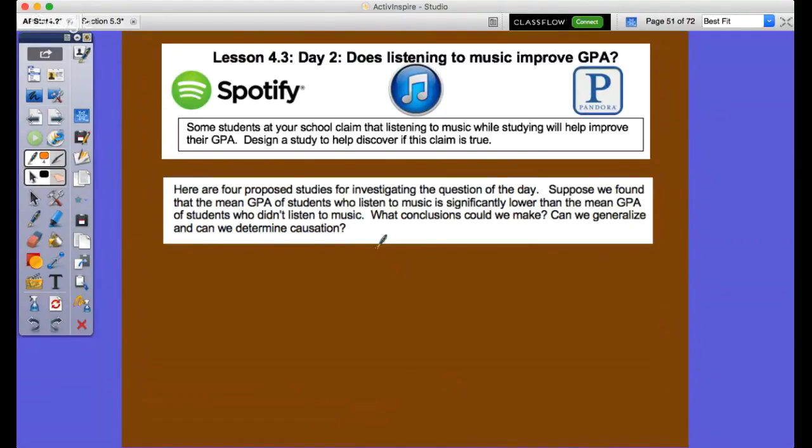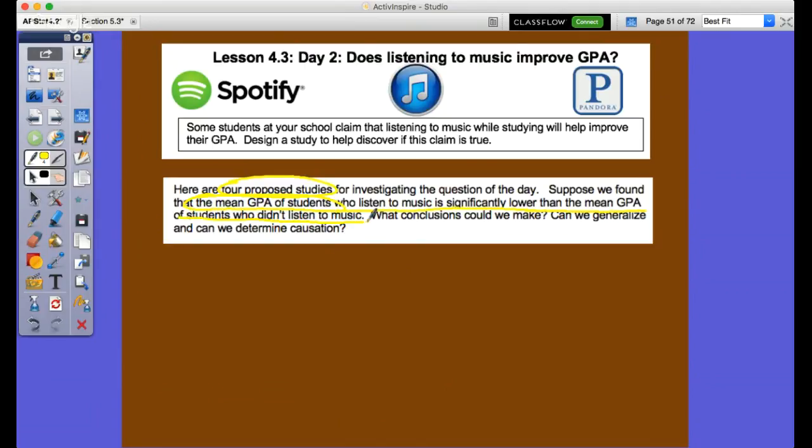Here we go. Some students at your school claim that listening to music while studying will help improve their GPA. We're designing a specific study. Really, we're not designing it; you're going to see that each situation designs it for you. We're trying to find the inference based on that. There are 4 proposed studies, each investigating the question of the day. For each one, this is important, we're going to suppose that the mean GPA of students who listen to music is significantly lower than the mean GPA of students who didn't listen to music. So we already know the results. We're giving it to you.